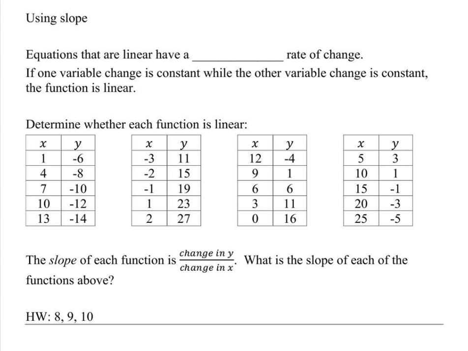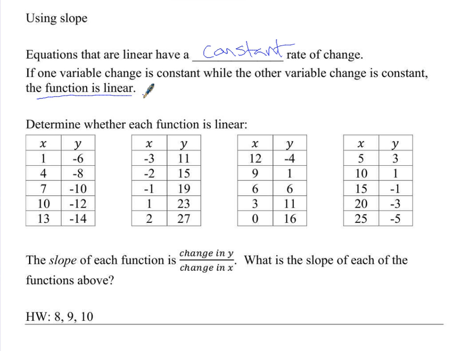Using slope, equations that are linear. Linear means that if I look at a graph, I would see a line. You see the word line in linear. So equations that are linear have a blank rate of change. Constant. If the rate of change is constant for a situation that I give you, then it is linear. If one variable change is constant, while the other variable change is also constant, then the function is linear.